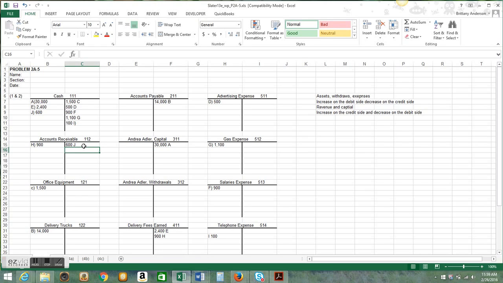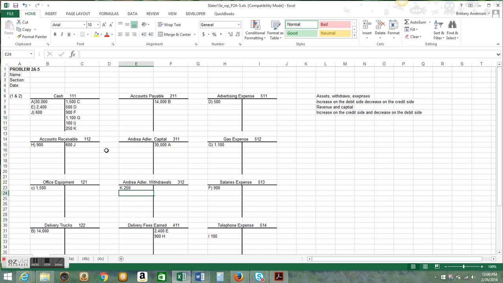Letter K, the owner withdrew $250. So I'm going to put $250 on the credit side for cash because they're taking money out. My withdrawals is a normal debit balance based on my rules. Okay. So now all of my transactions are posted here. So we need to then foot these and do our trial balance.